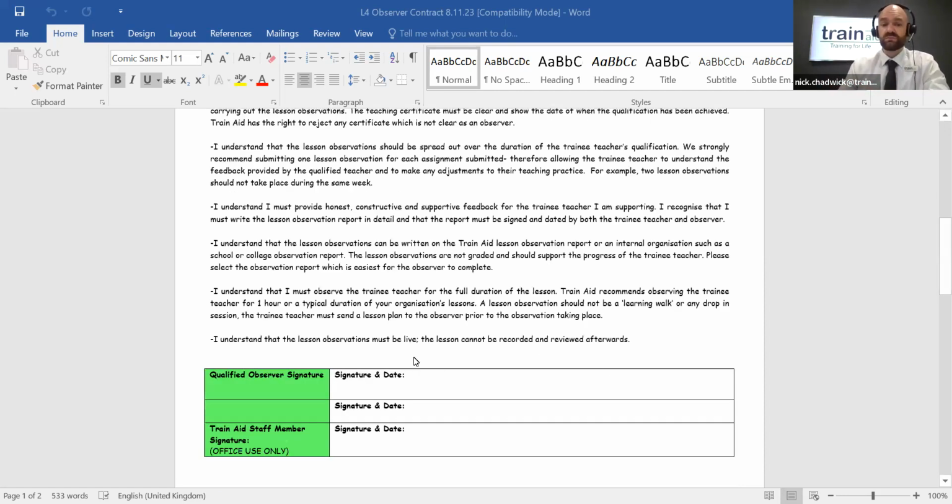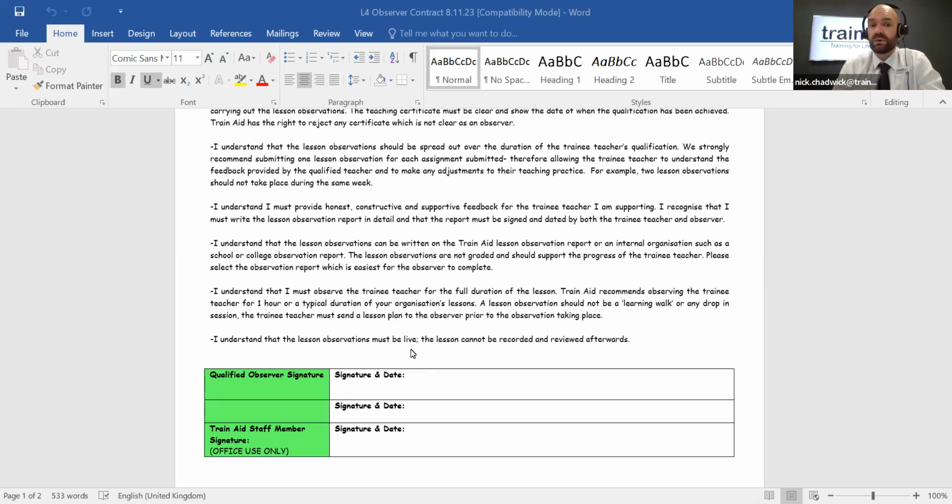Lesson observations must be live. They cannot be recorded and reviewed afterwards. So you must be observing the level 4 candidates. They need to be teaching live. They need to be teaching to groups or classes of learners. So please make sure that this is live as well.